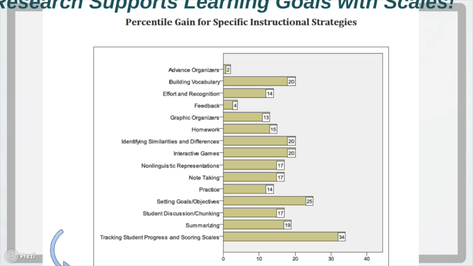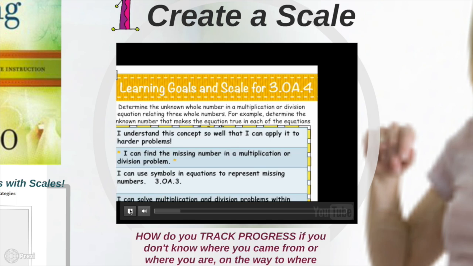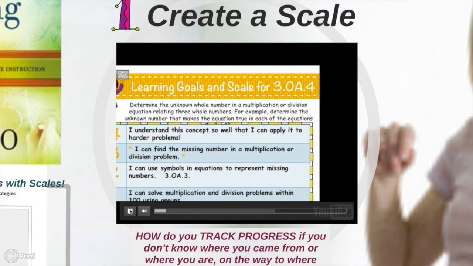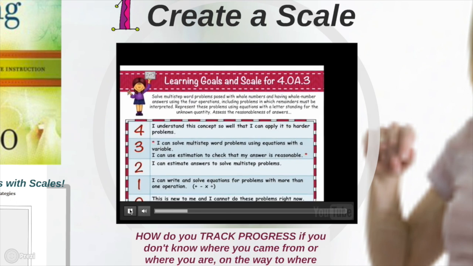As you can see, Marzano cites that using learning goals and scales in your classroom has more influence over student achievement than any other teaching strategy you might use. Presenting goals with scales helps your students make connections to what they've already learned and how they can apply that knowledge to their new learning.